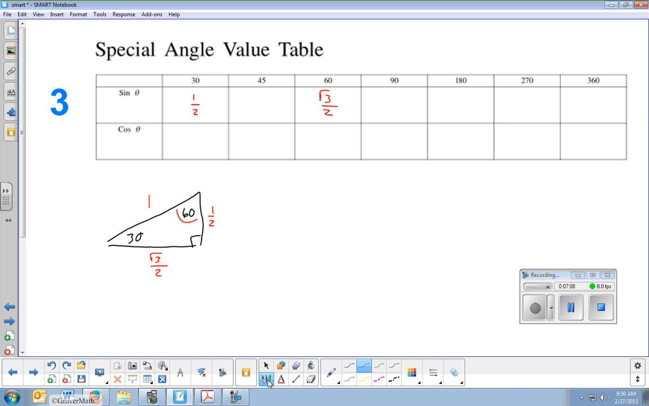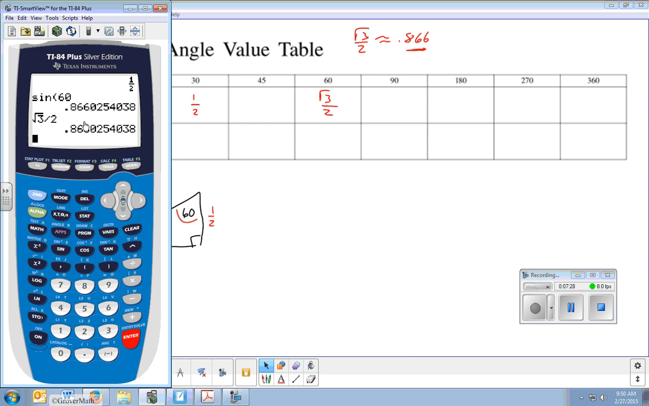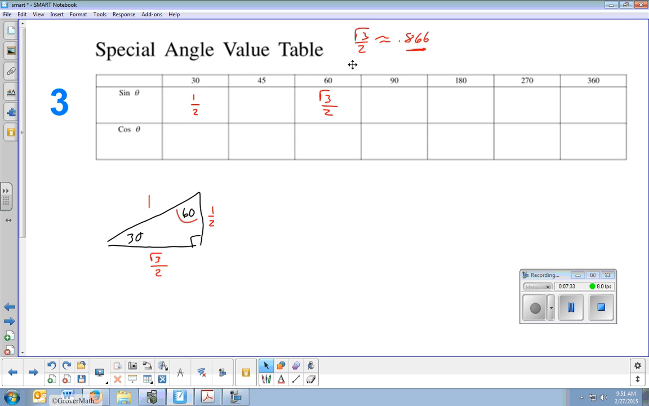So I'm actually going to write that right above the table. That rad 3 over 2 is approximately 0.866. Now you're never going to write that 0.866. Like if I say, what is sine 60? You're never going to give me an answer of 0.866. The answer is rad 3 over 2. But if you type it into your calculator and get that, you can know that it means rad 3 over 2. So you want to recognize that. That's one of those things that's really important, that if you can remember that decimal means rad 3 over 2, it'll make a lot of this a lot easier for you.